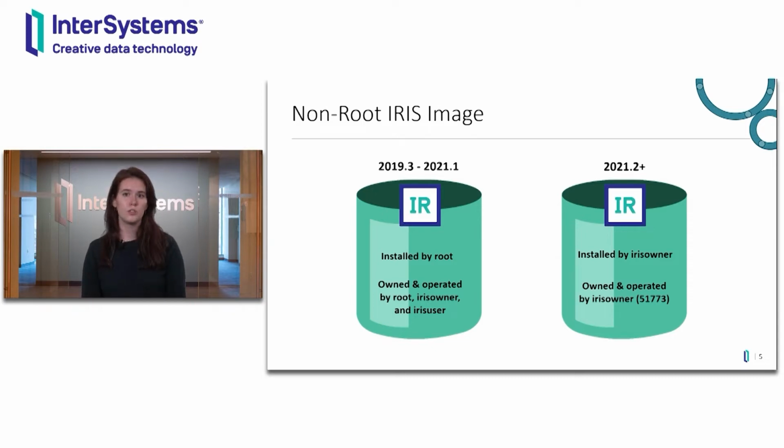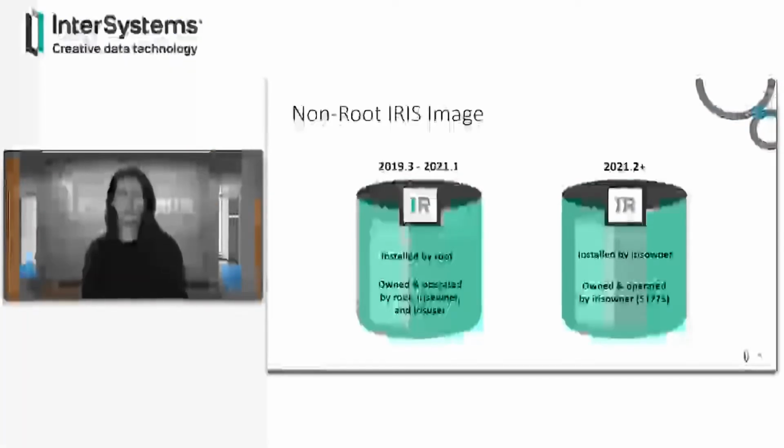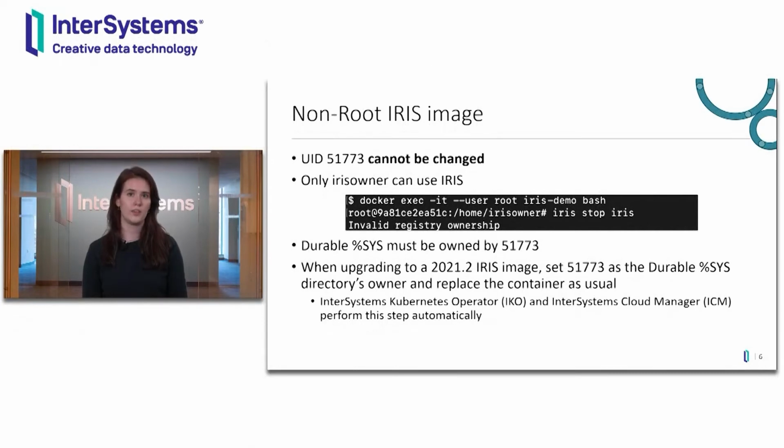For our 2021.2 solution, that non-root user is predefined as irisowner with the user ID 51773. It's important to note that the UID cannot be changed from 51773 since we explicitly switched to that user ID in our Dockerfiles before installation. Given the user's permissions that are defined at IRIS's install time, which happens when the image is built, it isn't possible at this point to operate as a random UID at container runtime. This means that only irisowner can stop, start, or generally use IRIS. If you're any other user, including root, you'll get an invalid registry ownership error.